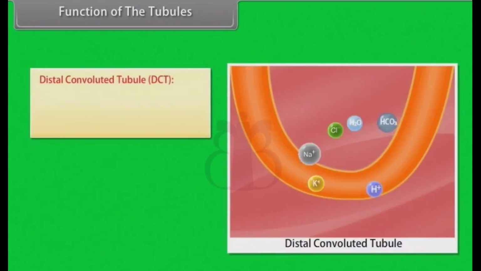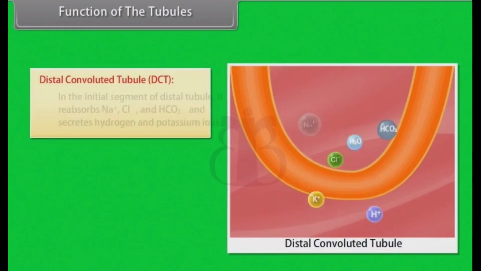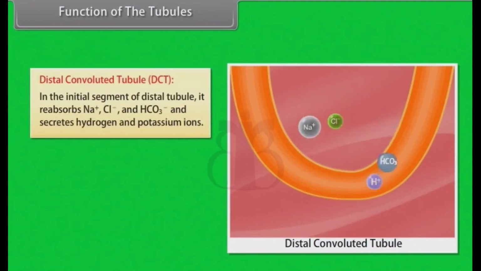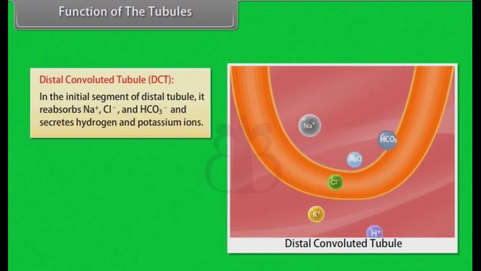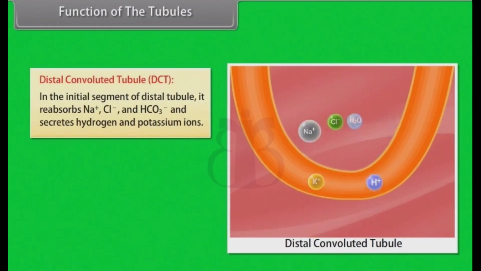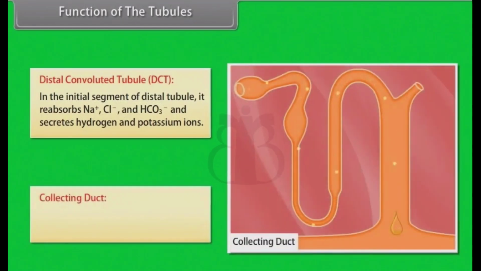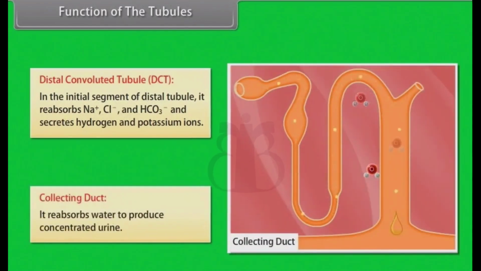Distal convoluted tubule, DCT. In the initial segment of the distal tubule, it reabsorbs Na+, Cl- and HCO3- and secretes hydrogen and potassium ions. Collecting duct. It reabsorbs water to produce concentrated urine.